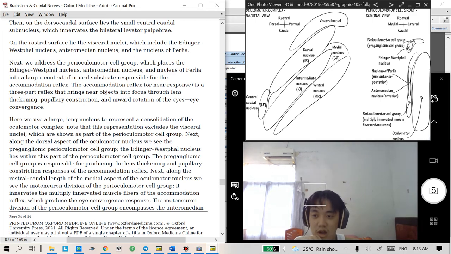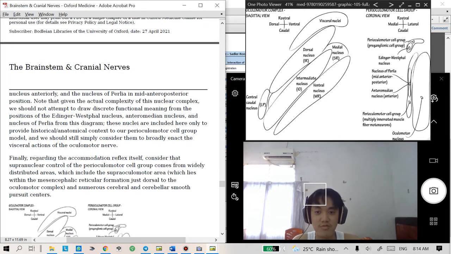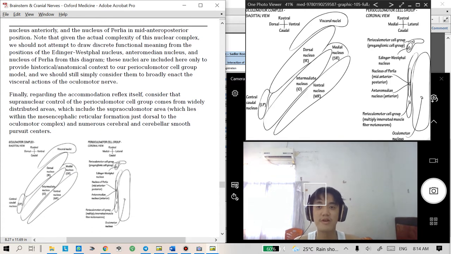Next, along the rostral caudal length of the medial aspect of the nucleus nervi oculomotorius, we see the motoneuron division of the perioculomotor cell group. It innervates the multiply innervated muscle fibers of the accommodation reflex, which produce the eye convergence response. The motor neuron division of the perioculomotor cell group encompasses the anteromedian nucleus anteriorly and the nucleus of Perlia in mid anteroposterior position.